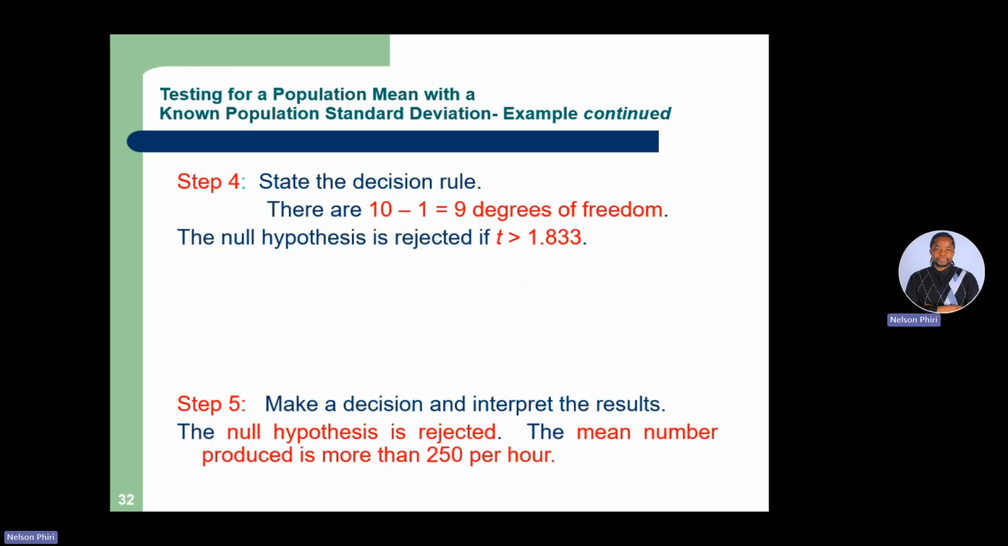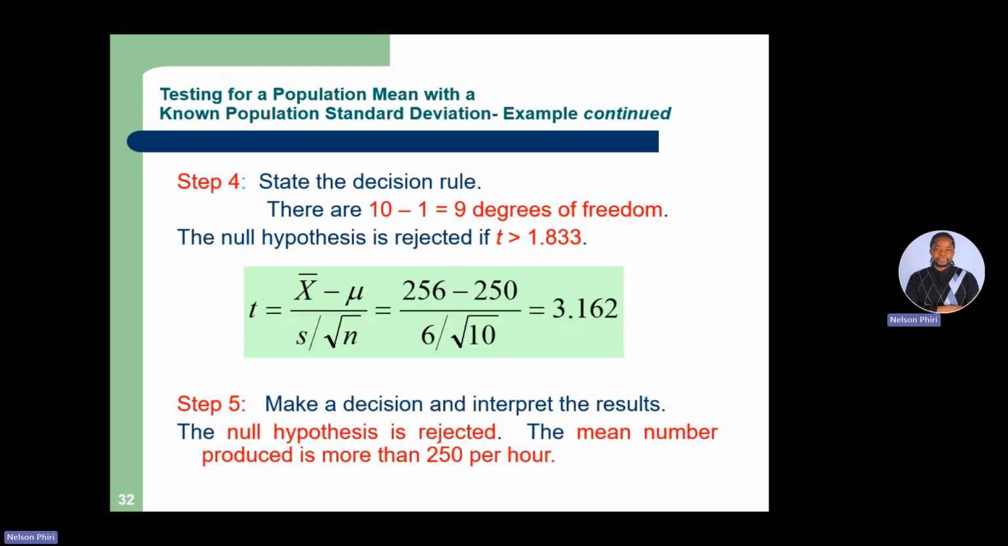Then as well, state the decision rule, 10 minus 1, which is 9. These are degrees of freedom. And you look at your t distribution, you discover that the critical value is 1.833. Then as well, you compute your value, 256 minus 250, get your value is 3.162. Since our value is greater than 1.833, lies in the region of rejection, so therefore we reject the null hypothesis and conclude that indeed the mean number produced is more than 250.